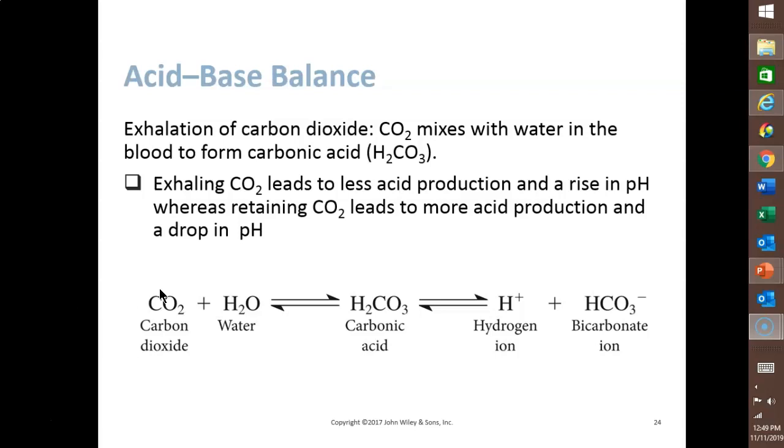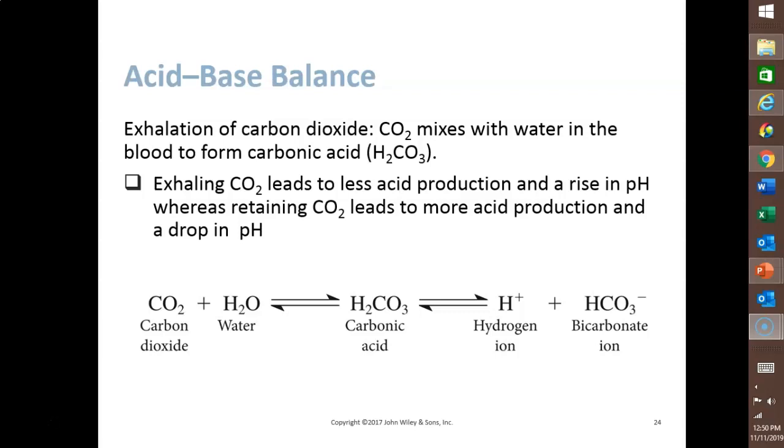Because when CO2 bonds to water in the blood, it creates carbonic acid. Carbonic acid can then dissociate to release hydrogen ions, acid, and bicarbonate ions, which are alkaline. So you created or retained more CO2, so your respiratory center caused you to release it when you had to let go.